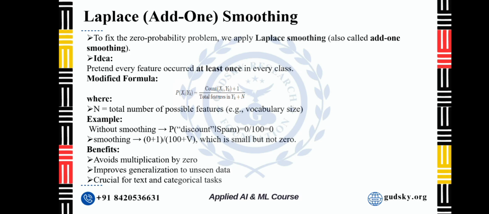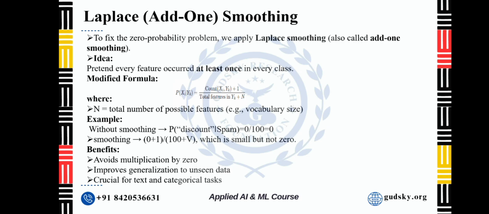The modified formula becomes P of xi given y equals count of features in the class plus 1, divided by total features in class plus n, where n is the total number of possible features, for example vocabulary size in text data. So if we take an example here, without smoothing, P of discount given spam equals 0 by 100, that means 0. After smoothing, it is 0 plus 1 by 100 plus V, which is small but not 0. This tiny adjustment ensures that unseen features don't destroy our calculations.